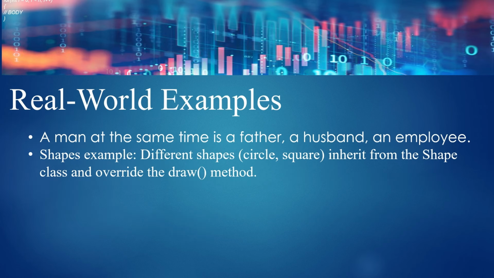Let's talk about some real world examples. Let's say we have a man. He can be a father, he can be a husband, an employee, or a brother. A man can perform different tasks. He is also an example of polymorphism. Then come your shapes. So you can have circle, square, rectangle, octagon, and multiple shapes. These become examples of polymorphism.